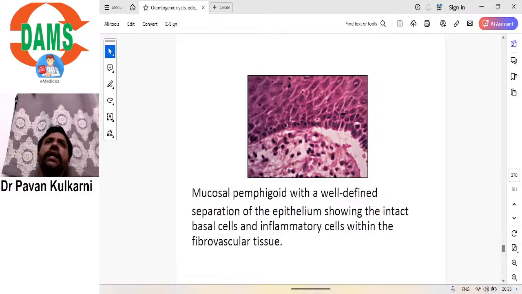Now, this is a histopathology of pemphigoid where you see a subepithelial split. In pemphigus, we see a suprabasilar split or intraepithelial split, whereas in pemphigoid, we see a subepithelial split.